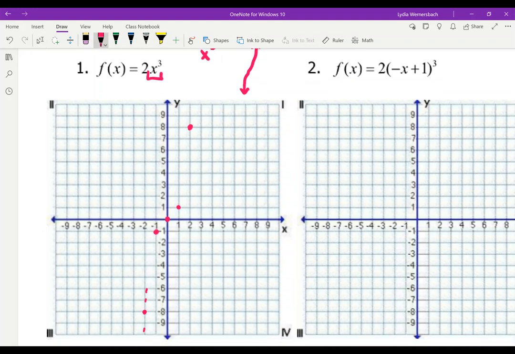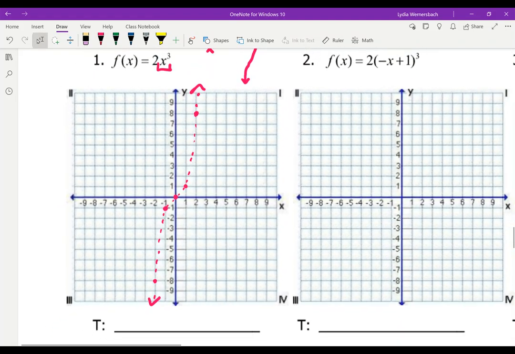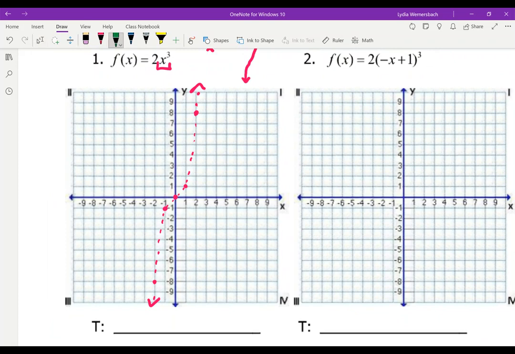Okay, and I plot it with a dotted line because I know I'm not done. So I only use solid lines for when I've finished all of my transformations. So this is what that parent function would look like. Okay, so now I have to figure out, what transformations am I working with? So here we always want to do our transformations left to right. So the first thing we see here is a 2.